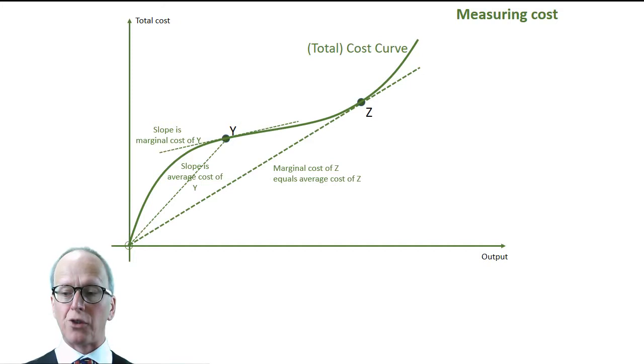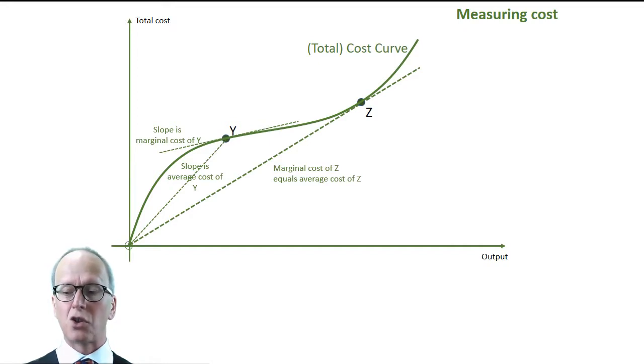I have also labelled the line connecting the origin to point Y. Its slope is the average cost of Y. The slope of a line is the distance that we move up per unit that we move to the right. So moving from the origin to Y, the upward movement is the total cost of output Y, and the movement to the right is the level of output Y.